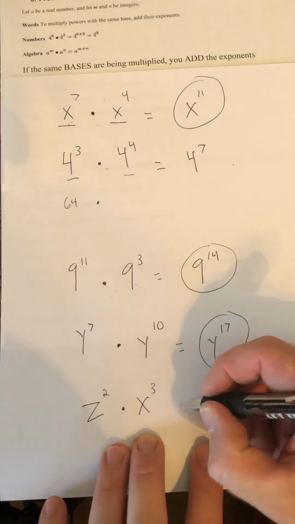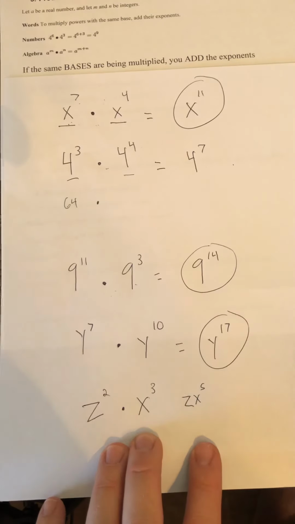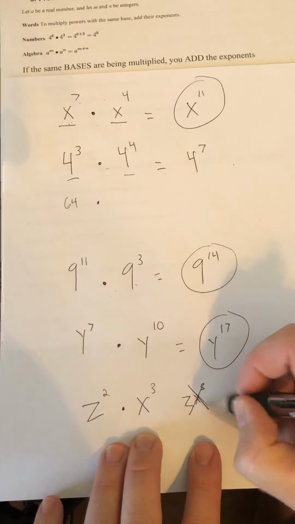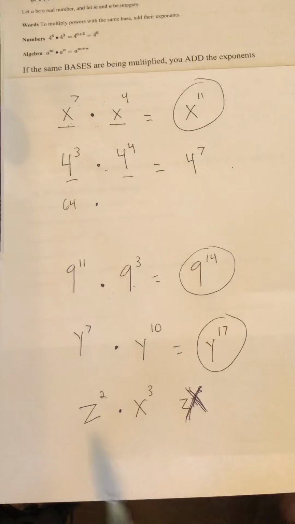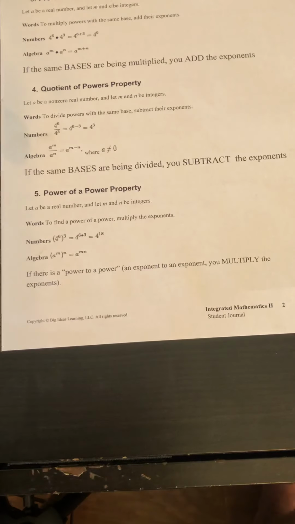So a lot of people I've seen in the past will do this. Oh, that's zx to the 5th. No, can't do that. No, don't do that. Not the same bases, so no rules of exponents apply here. Okay, so this is rule number 3. 2 more rules. They're very similar to the one we just did.